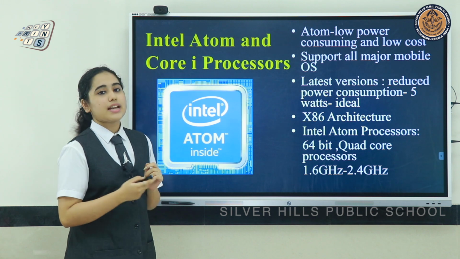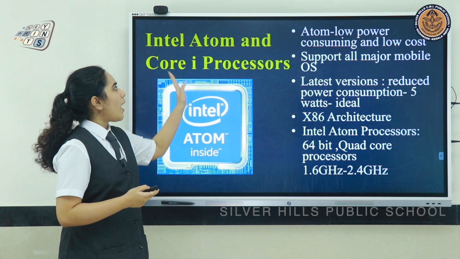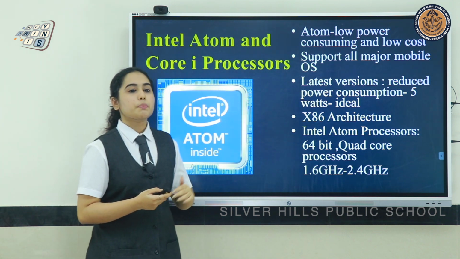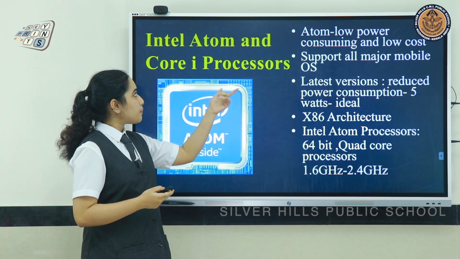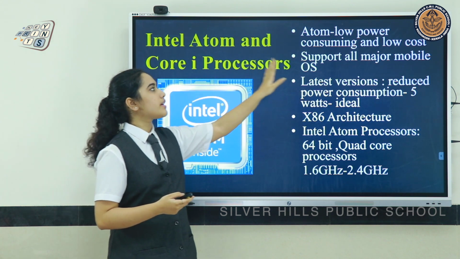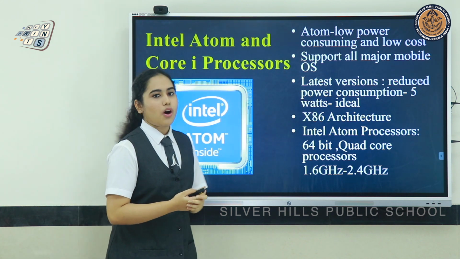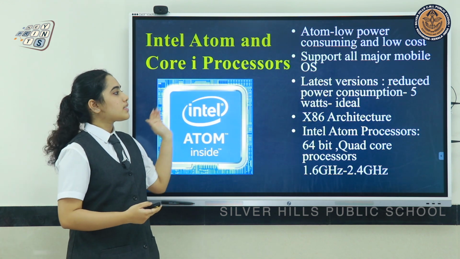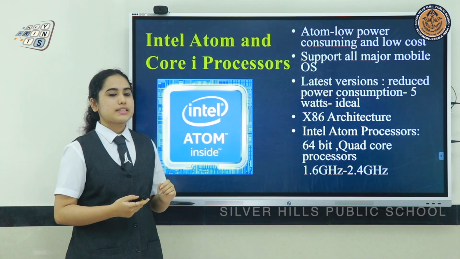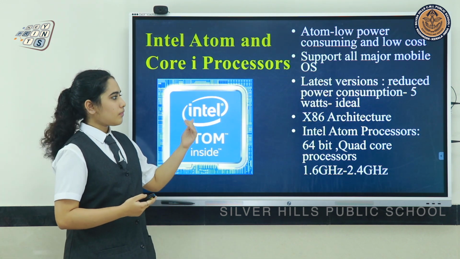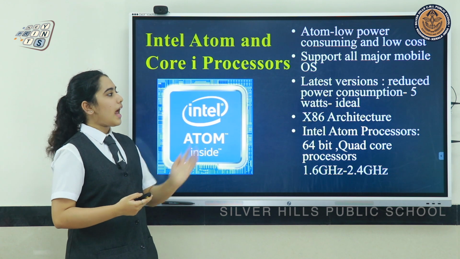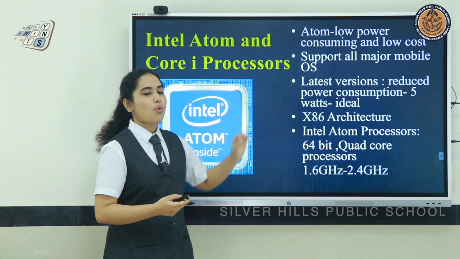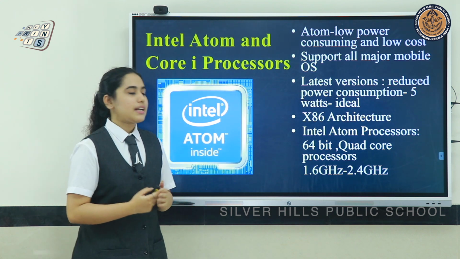Next is Intel Atom and Core i processors. Why the name Atom? Because Atom is low power consuming and low cost. So Atom processors, which is of Intel, are low power consuming and low cost. And first it used to only support Windows, but now it supports most major mobile operating systems. And the latest versions of Intel Atom have reduced power consumption. That means it only uses 5 watts, which is ideal for your mobile devices.